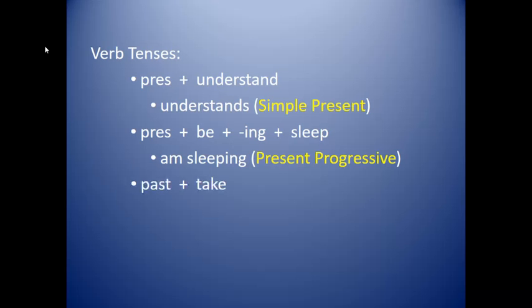We call this the present progressive. And we call something progressive because it has an ing to it. To continue on, I can say the past of take is took, and that's what we call the simple past.